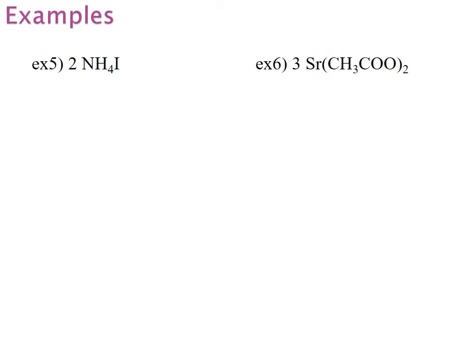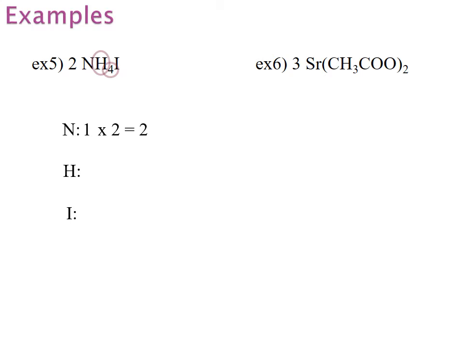Final set of examples. We'll start with ammonium iodide. First, again, we will write out the elements that are present. We have capital N, capital H, and capital I. Nitrogen, there's just 1 N, and I will have to multiply it by the number that precedes the formula, which is a 2, giving me a total of 2 nitrogen atoms.